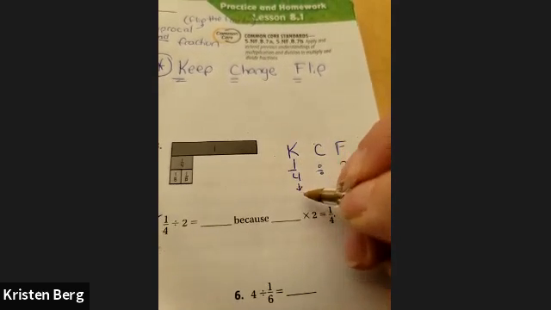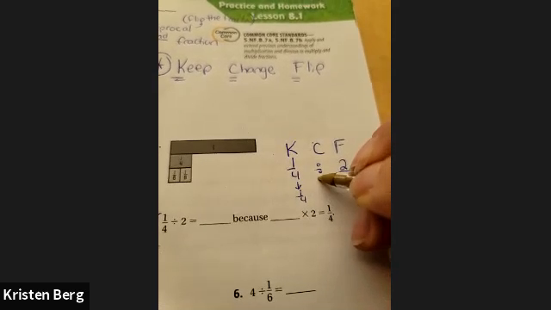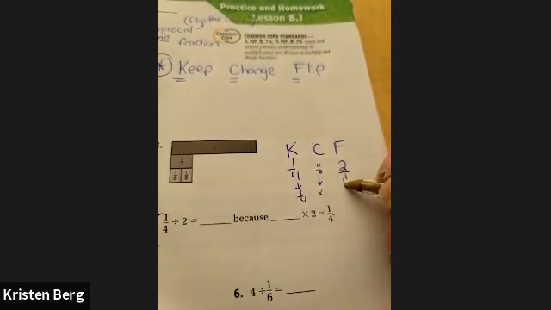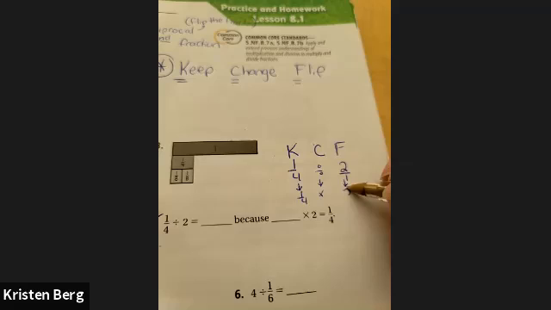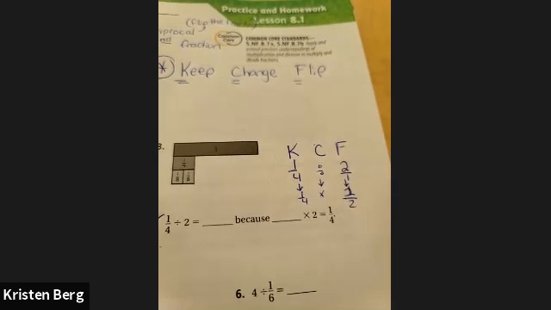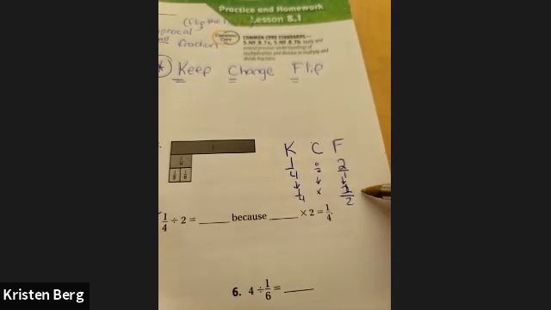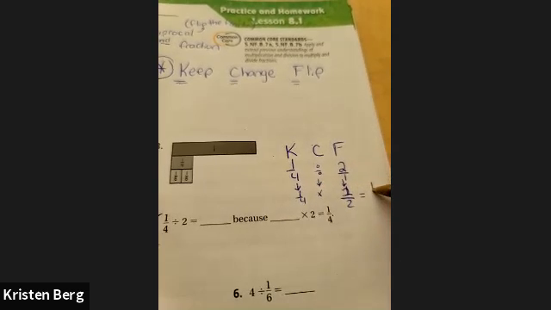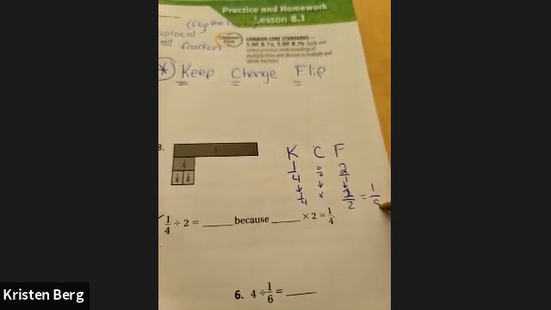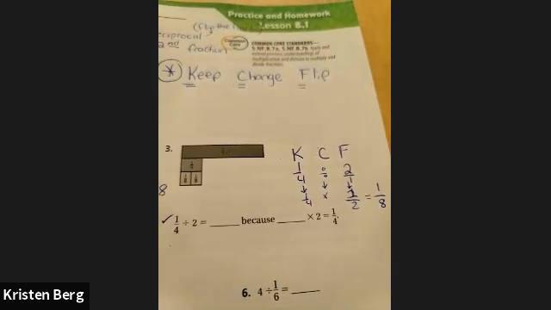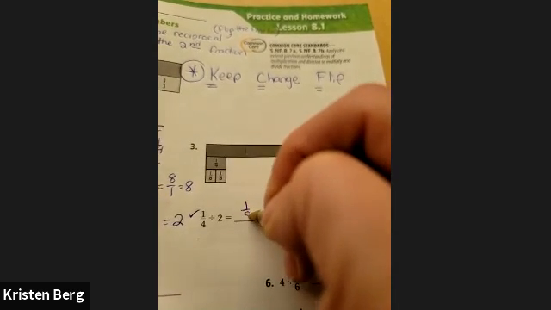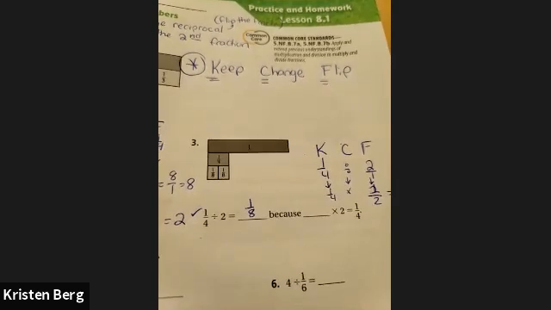So I would keep 1/4, then change it to a times, and then flip this around to 1 over 2. So now just go across. 1 times 1 is 1 over 8. So therefore my answer comes out to be 1/8. And yes, this is true.